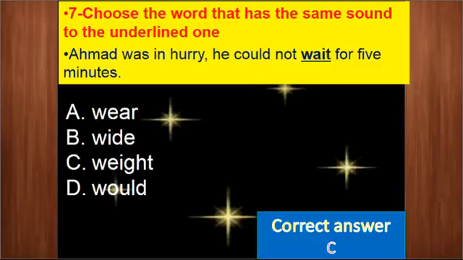Now here we have something called in English homophone. Homophone means that we have two words that have the same sound but different spelling and so different meaning. Here in our example, Ahmed was in a hurry. He could not wait for 5 minutes. The underlined word wait, its homophone is the letter C, weight. As you can see, both of them have the same sound but different spelling and so different meaning.